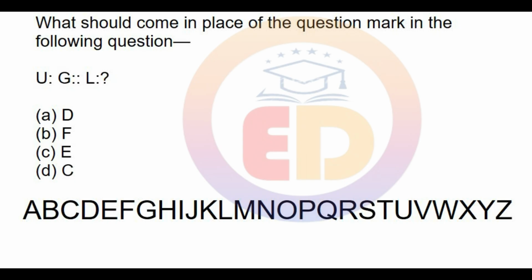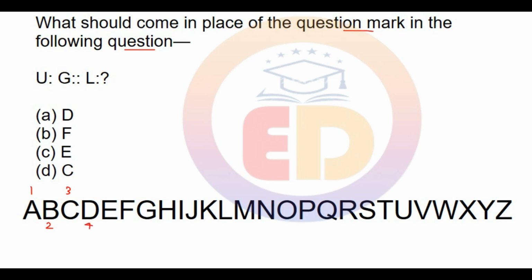Next, what should come in the place of question mark in the following question? Now here we see that there are alphabets or letters given. To understand the alphabet based relationship, let us understand the English alphabetical series, and let us also understand their numbering. In the English alphabetical series, all the alphabets can be numbered from 1 onwards. So alphabet A will be 1, B will be 2, C will be 3. Let's number them accordingly to understand this question better.